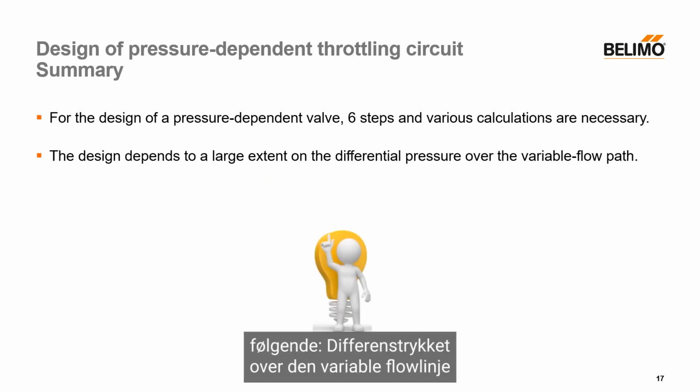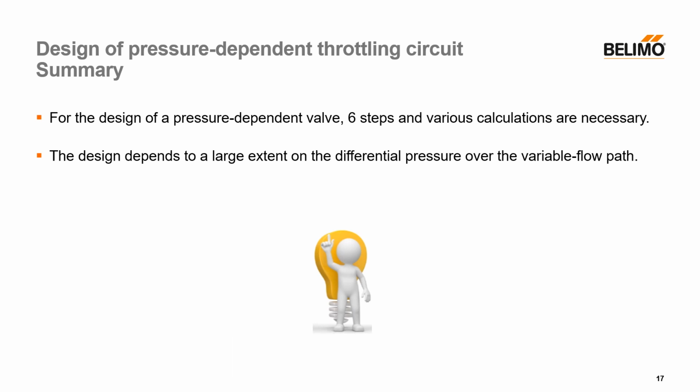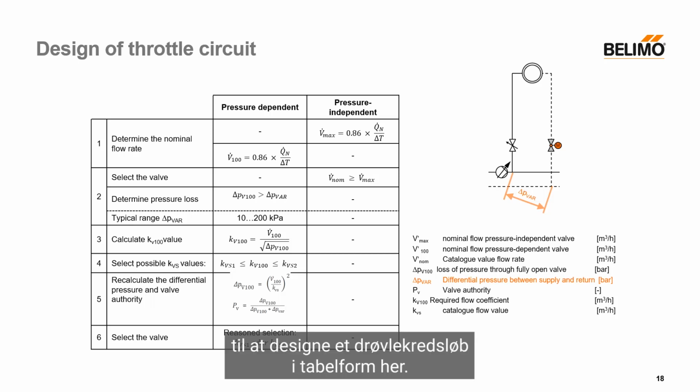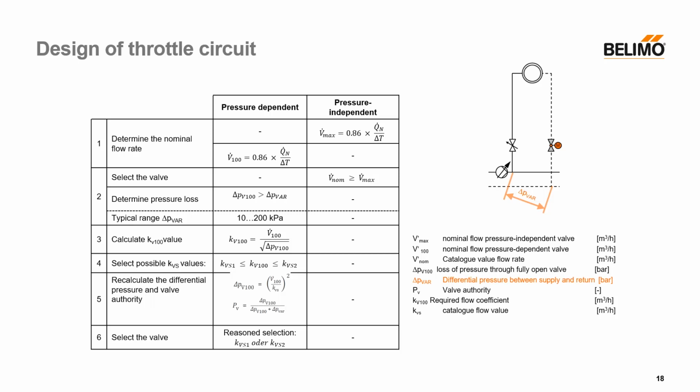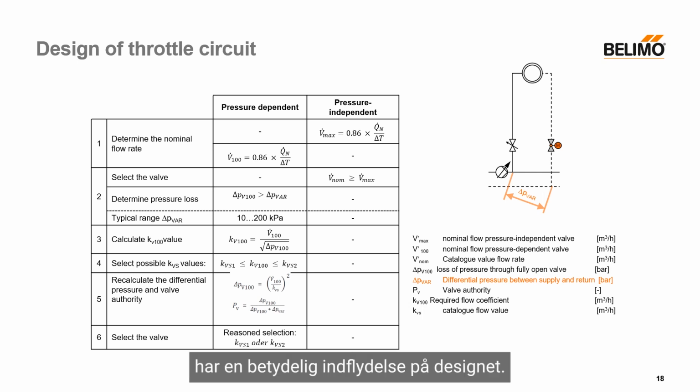We therefore note the following statement. For the design of a pressure-dependent valve, the differential pressure over the variable flow line is decisive. We have summarized the 6 steps for designing the throttling circuit in table form here. We note that the differential pressure between flow and return has a significant influence on the design.